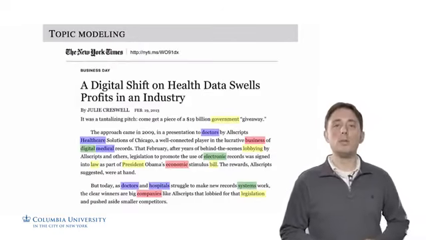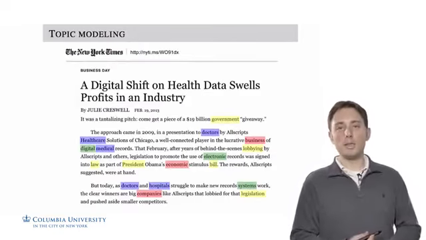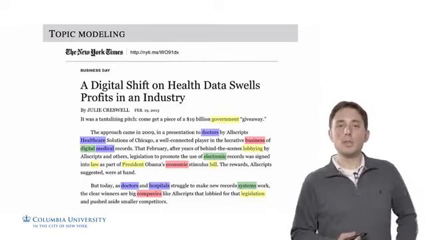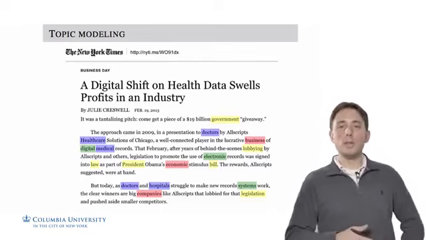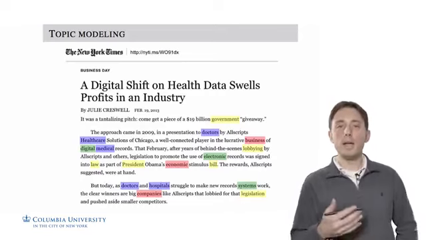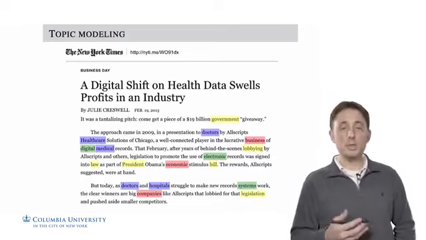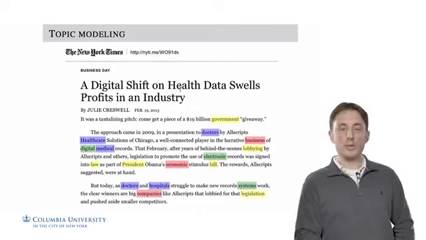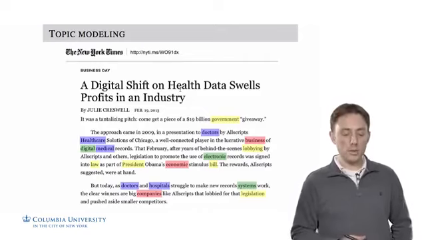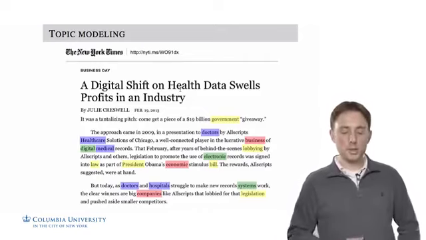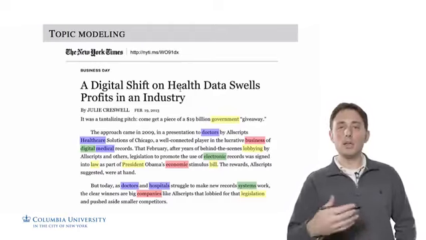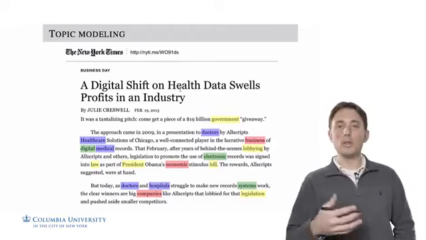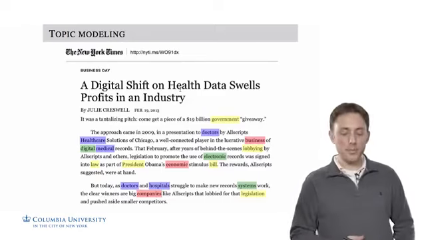So for example, the idea behind topic modeling is that different documents contain words in them that belong to different thematic concepts. So for example, if we looked at a document called A Digital Shift on Health Data Swells Profits in an Industry, we have a document that discusses how the government is thinking about taking health records that are written on paper, and digitizing them. And so we have words that discuss a variety of different topics.